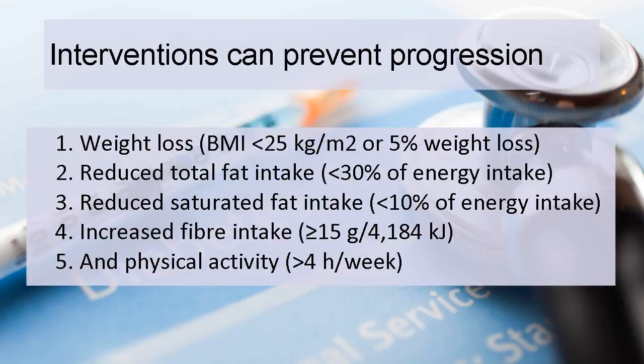The first is to lose 5% of your weight, or, if you're already at a healthy weight, to stay at a healthy weight. The second is to reduce your total fat intake, and they said here to less than 30% of your total meal. The third is to reduce your saturated fat intake. So this is a separate thing to total fat. The fourth is to increase your fiber intake, and the fifth is to increase physical activity to more than 4 hours a week.